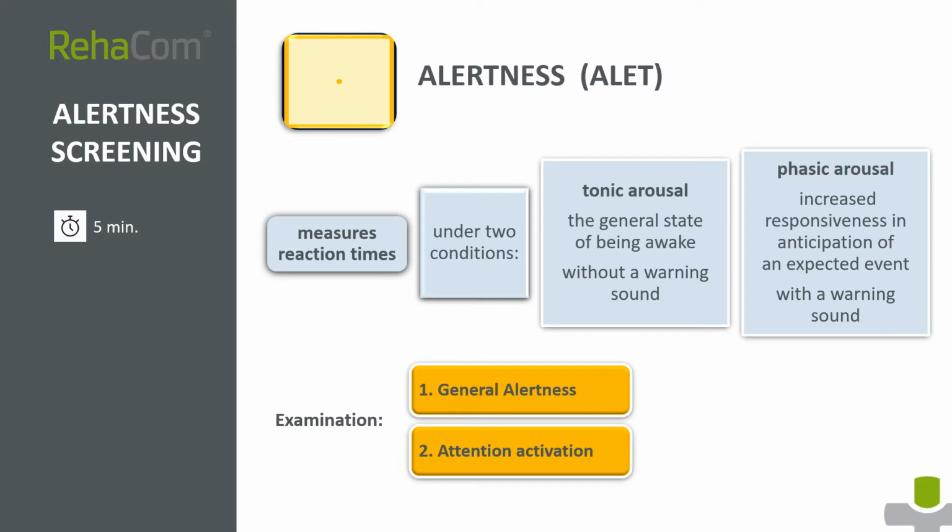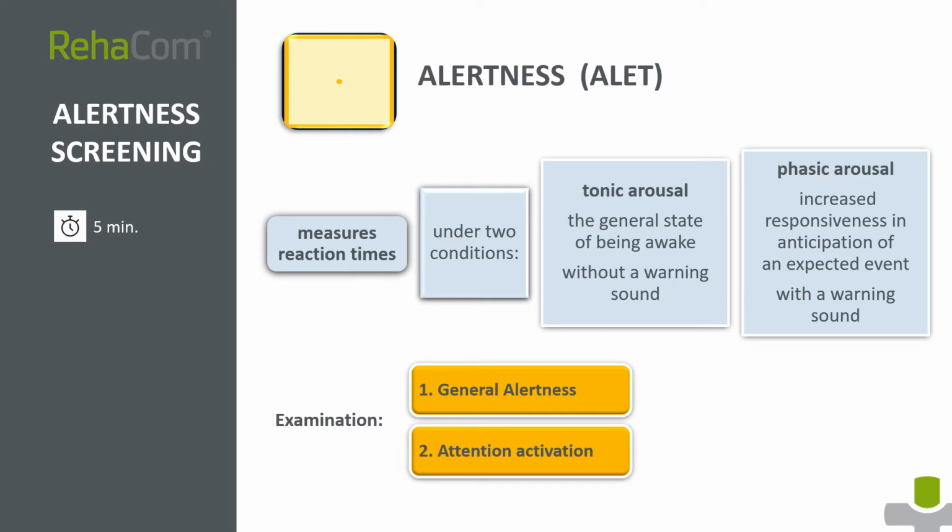The distinction is made between the tonic arousal, the general state of being awake without a warning sound, and the phasic arousal, which describes the increased responsiveness in anticipation of an expected event with a warning sound. Accordingly, two z-values are calculated.